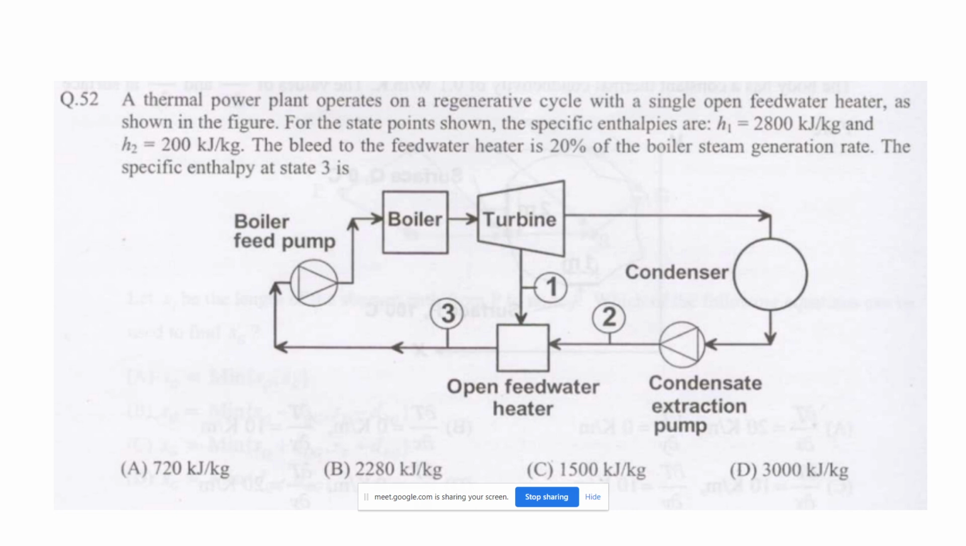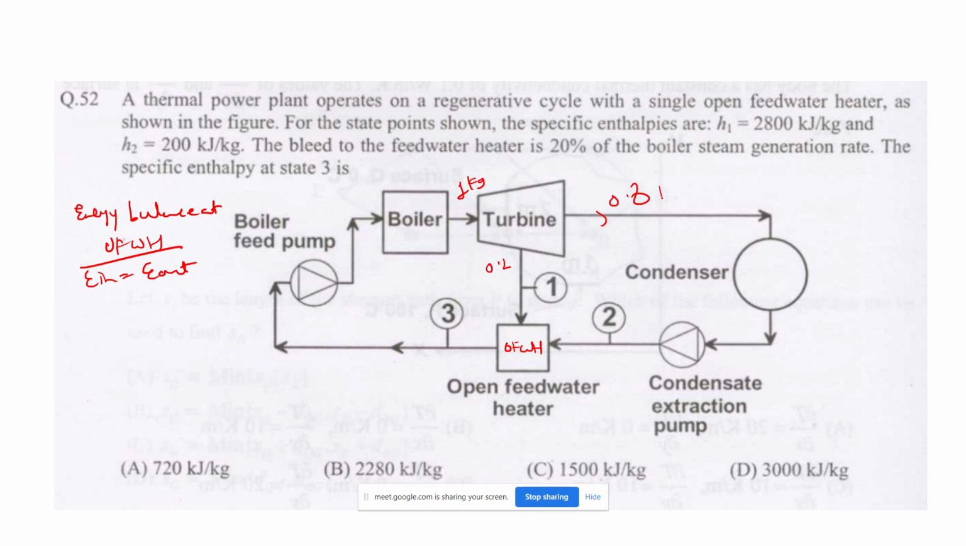It is also simple, I think. It is an open feed water heater they have given. Just apply the energy balance at the open feed water heater. So energy in is equal to energy out. What is the energy entering? Suppose 1 kg is entering the turbine. So 0.2 they have extracted here, the remaining 0.8 is going here.